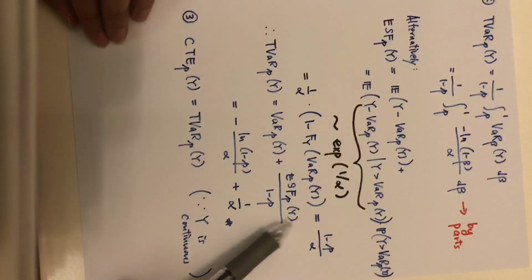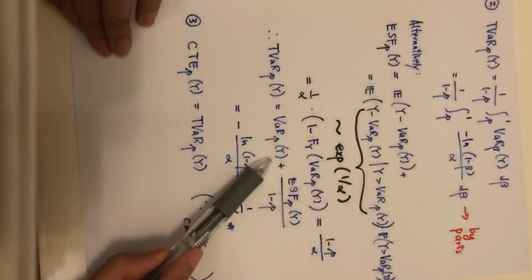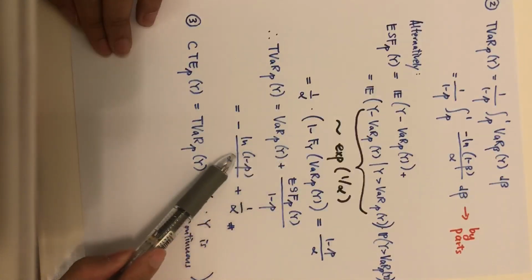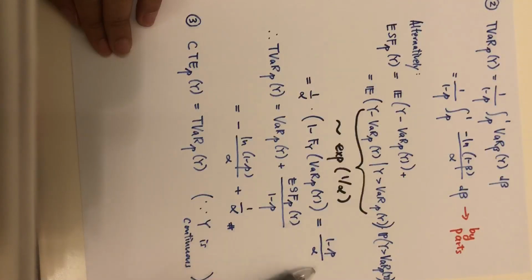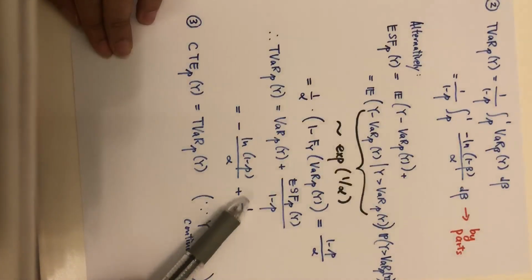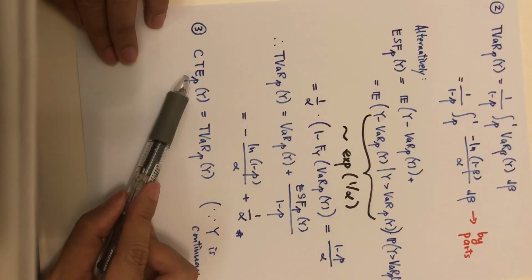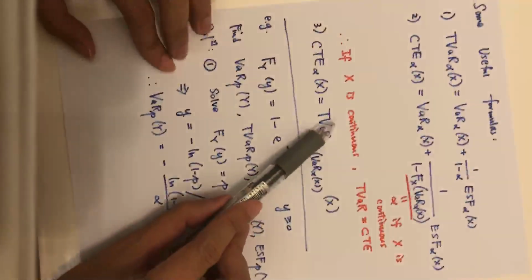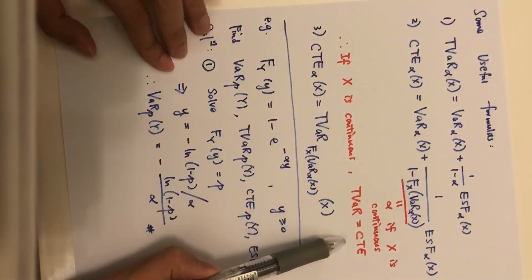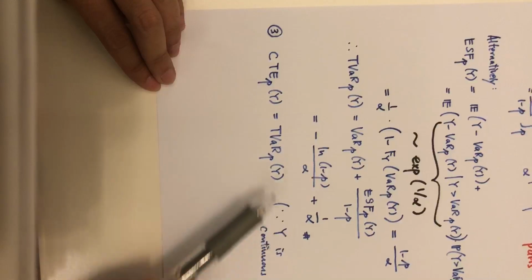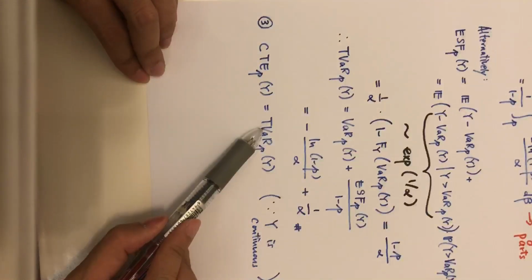Now we make use of our formula. TVaR equals VaR plus expected shortfall divided by 1 minus probability level p. VaR, we know what it is. And then expected shortfall is here. And then over 1 minus p is 1 over alpha. That's why it is given by this expression. Next, conditional tail expectation. Because Y is continuous, for a continuous variable, we know that TVaR equals CTE. Therefore, in this case, for our exponential random variable Y, which is continuous, CTE is the same as TVaR.